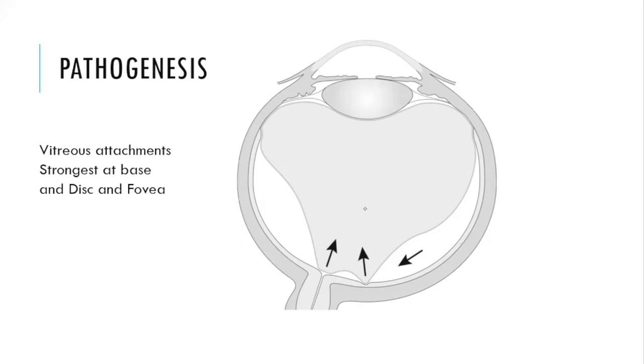The firmest attachments are in your periphery at the vitreous base near the ora serrata, then it goes to your disc, and then lastly your fovea. And the mid-periphery is probably the weakest kind of attachments that we see.